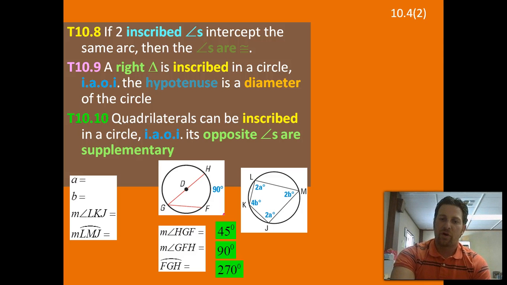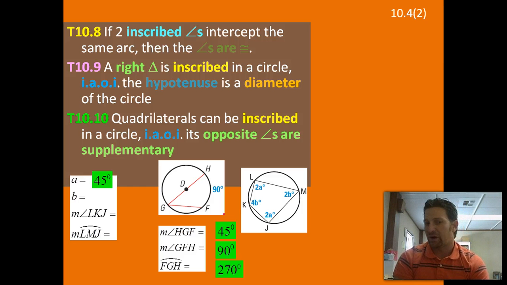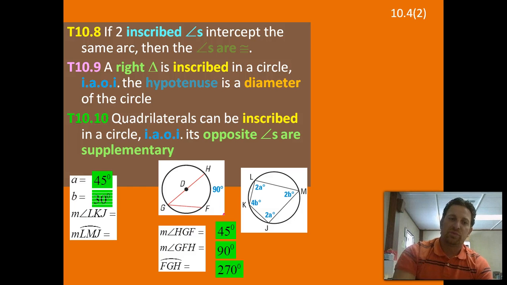So 4A equals 180, divide 180 by 4, and we get 45 degrees. Remember, just add those two angles up, set them equal to 180 degrees, and work backwards. Now for B, that means angle K and angle M have to add up to 180 degrees. So 4B plus 2B is 6B, and 6B equals 180. Therefore B would be 30 degrees.